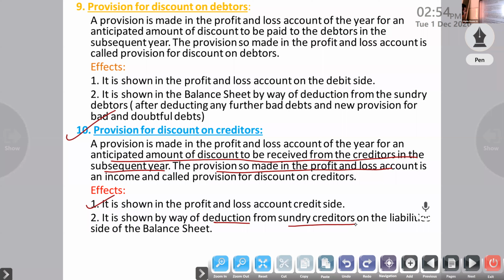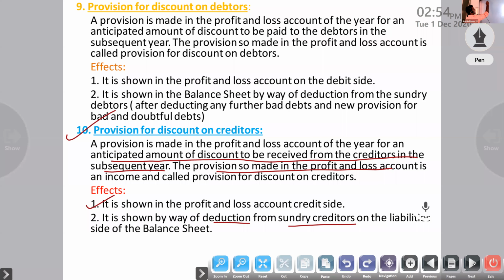So correct creditors how much? From creditors, it is 10,000 creditor amount. Next year we will get 300 discount, so correct how much is our liability? 9,700. That is the provision for discount on creditors. So I will show that.